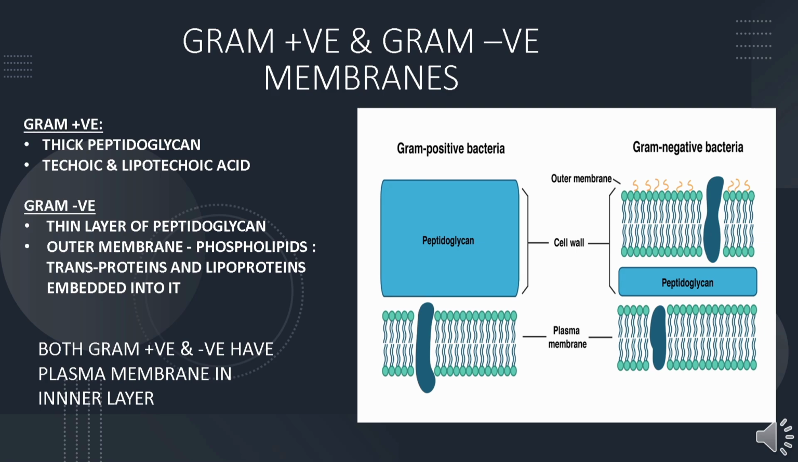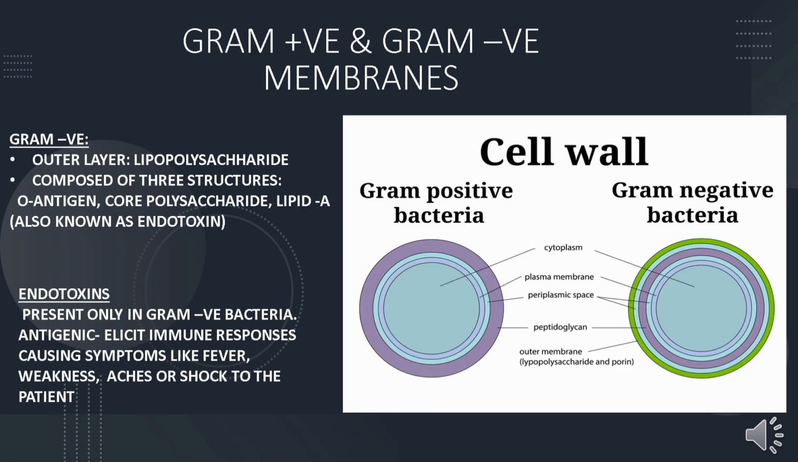However, from the outside is where the difference is. In gram positive, it has thick peptidoglycan layer. It has teichoic and lipoteichoic acids. In gram negative bacteria, outer to the plasma membrane, we have a thin layer of peptidoglycan, and then we have an outer membrane composed of phospholipids that has trans proteins and lipoproteins embedded into it. And the last layer in a gram negative bacteria is a polysaccharide.